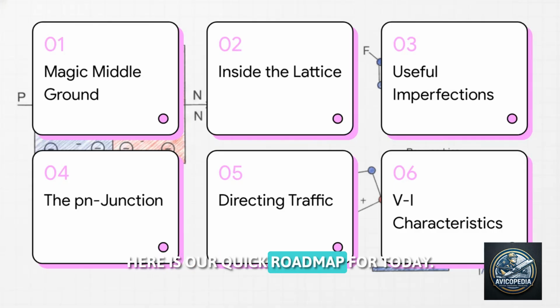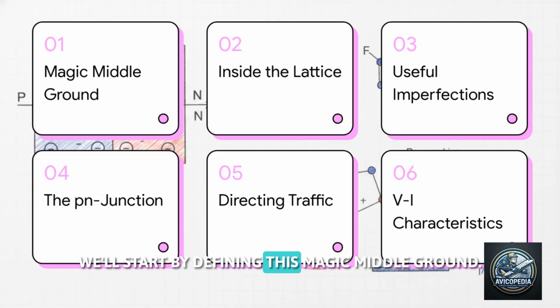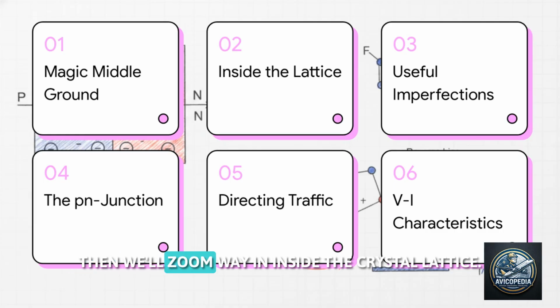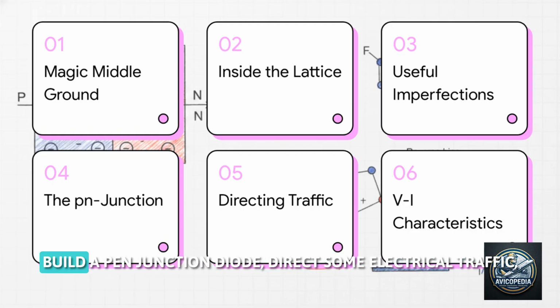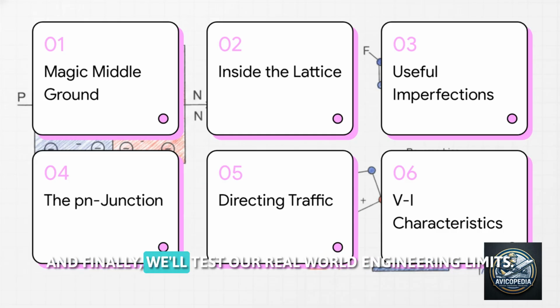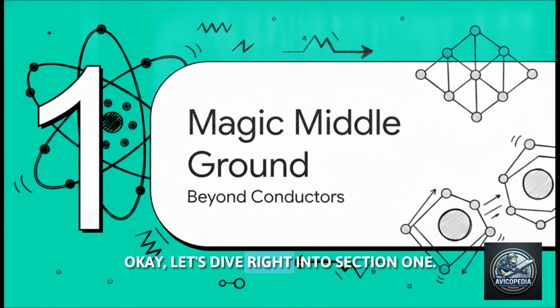Here is our quick roadmap for today. We'll start by defining this magic middle ground. Then we'll zoom way in inside the crystal lattice. After that, we'll explore how to introduce useful imperfections, build a pn-junction diode, direct some electrical traffic, and finally, we'll test our real-world engineering limits. Okay, let's dive right into Section 1, the magic middle ground, beyond conductors and insulators.